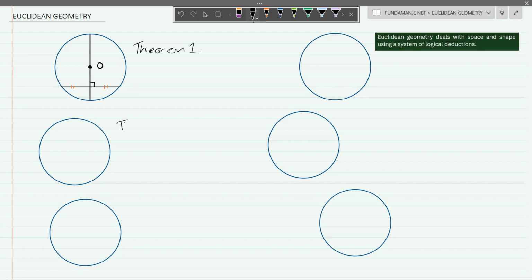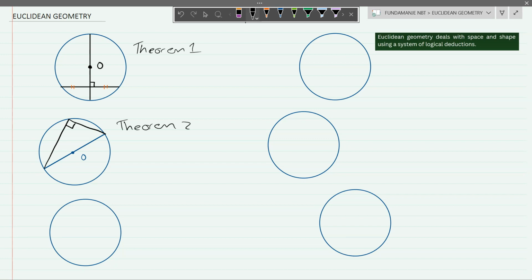Then theorem number 2 states that a diameter subtends 90 degrees at the circumference. So if we have a center O and then we have any line passing through center O like that, and that line, also called the diameter, creates an angle at the circumference, that angle will always be 90 degrees. This law is also known as the angle within a semicircle. So that will always be 90 degrees.